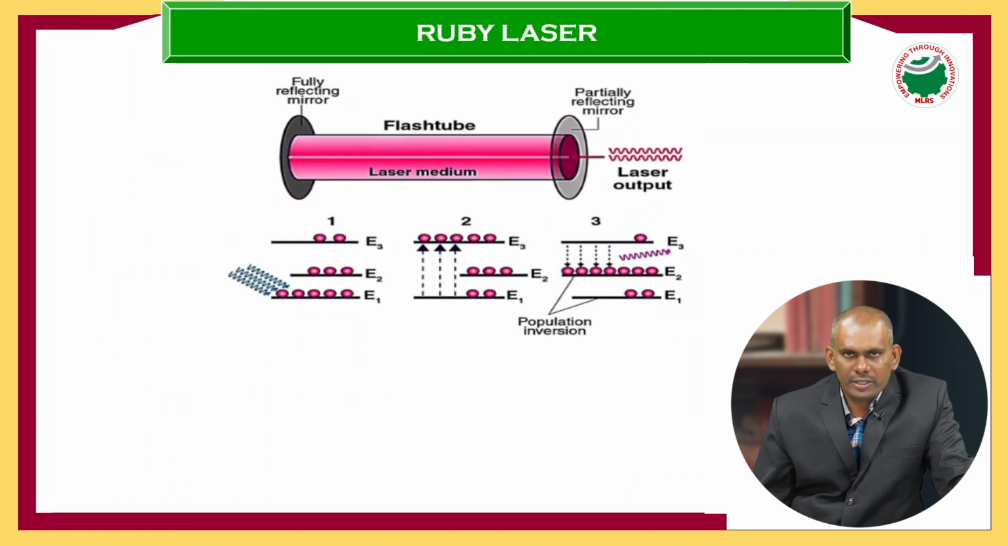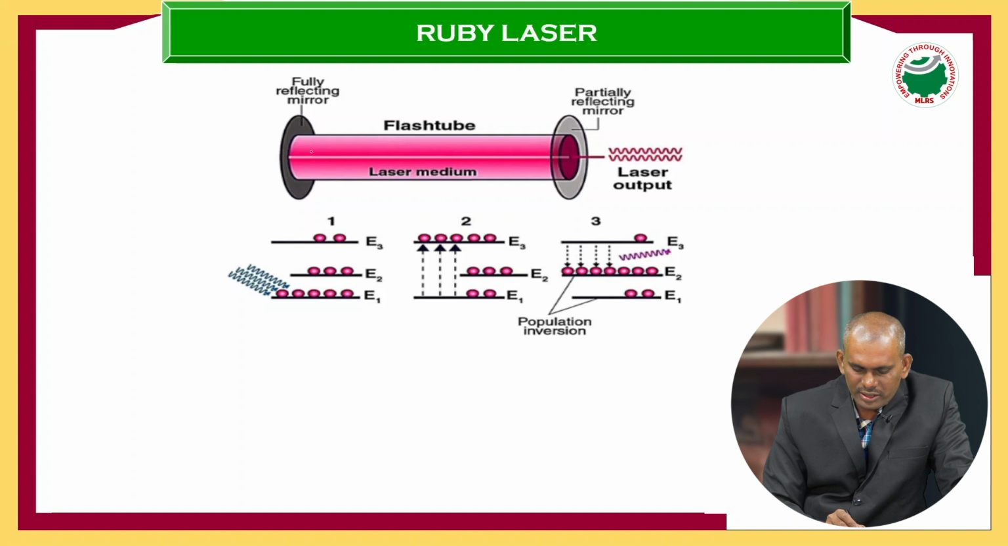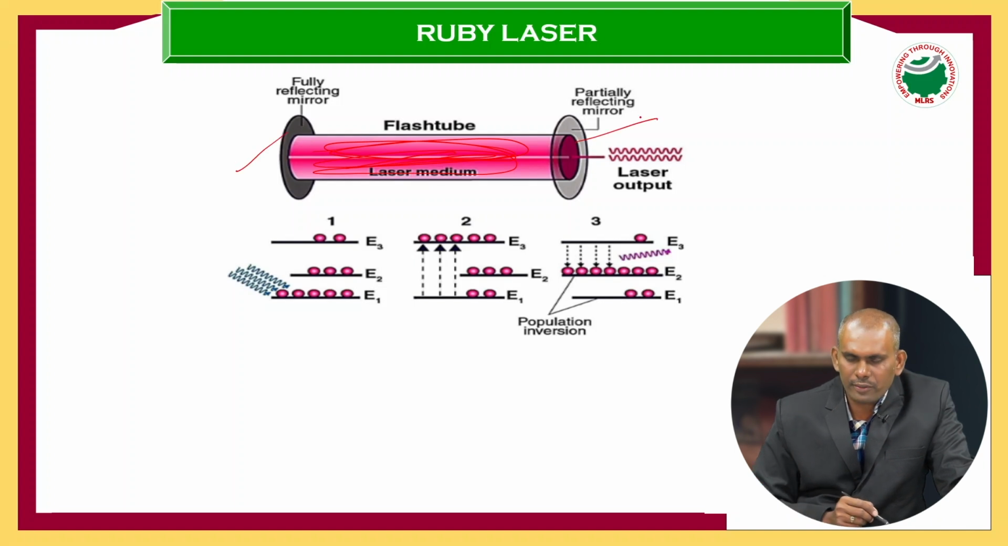So here you can see the figure. Here in this figure you can clearly see that this is nothing but our ruby rod. To the ruby rod, one mirror is fully reflective and another one is partially reflective.